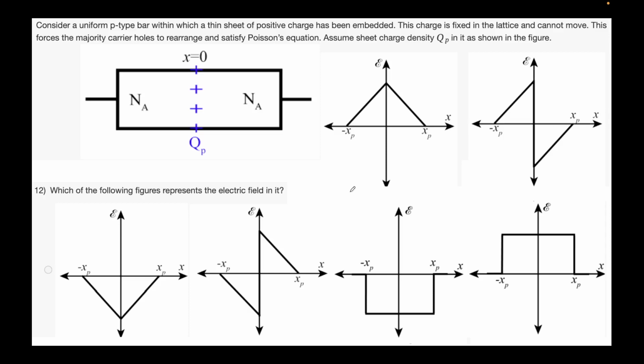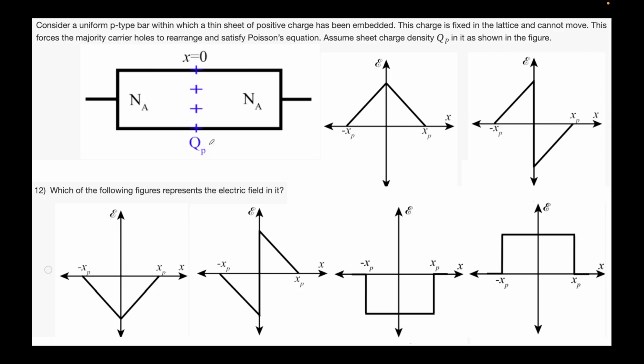Okay, so let's move ahead now. This is a different kind of problem which we have not seen till now. Earlier we were looking at doped PN junctions. This is something else. Let's try to solve this problem. It says: consider a uniform p-type bar. So this is a semiconductor bar, p-type, doped throughout with Na acceptor dopants, within which a thin sheet of positive charge has been embedded.